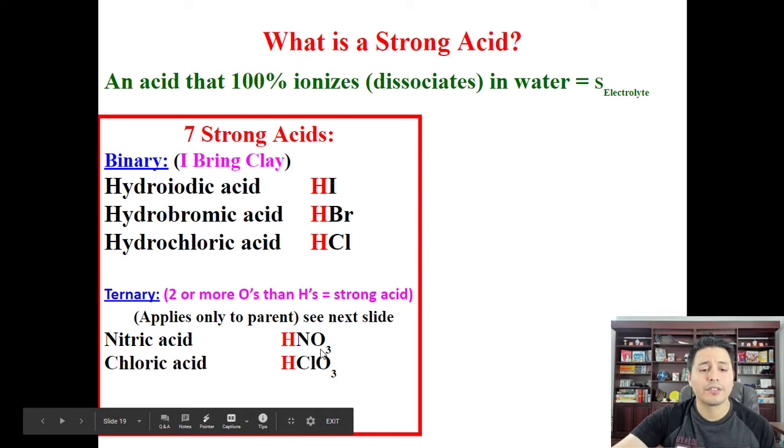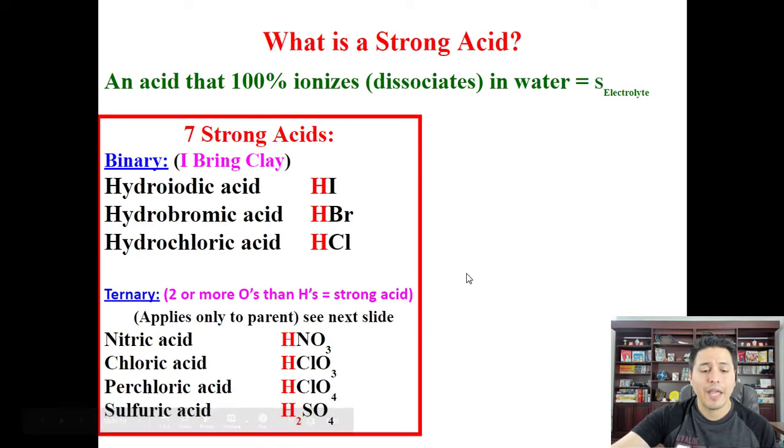All right, our next one is chloric acid, and 3 minus 1 is also going to be 2, so that's why it's strong. Followed by perchloric acid. 4 minus 1 is 3. And then our last one, I know you can't see it, but it's sulfuric acid, and this is going to be H2SO4, so 4 minus 2 is 2. So these are going to be all your strong acids. You do need to know these by memorization, but remember, it's not like you need to know nitric acid. You just need to know, hey, if there's 2 more O's than hydrogens, then it's going to be strong. So make sure that you understand the rules as opposed to just memorizing, okay? So I bring clay, 2 or more O's than H's.